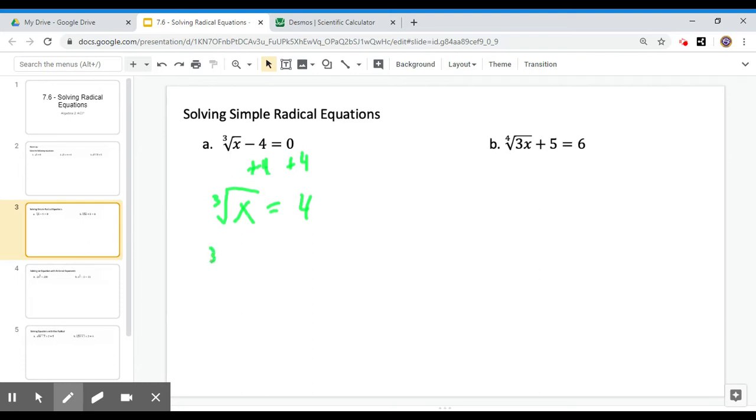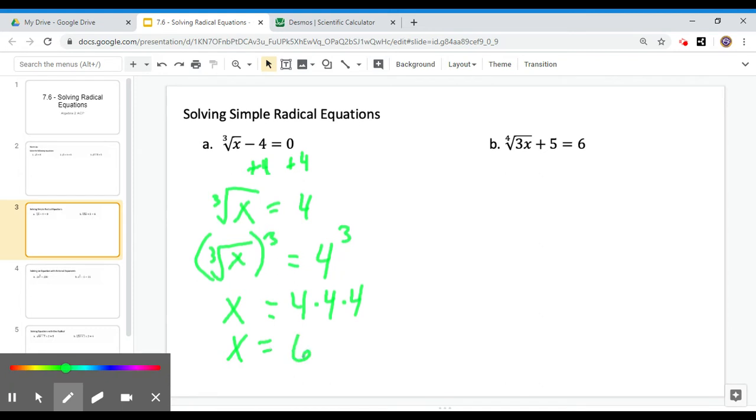So we'll go like this. We have cube root of x, and we're going to cube that equals 4 cubed. So then we're left with x equals 4 times 4 times 4, which is 64.